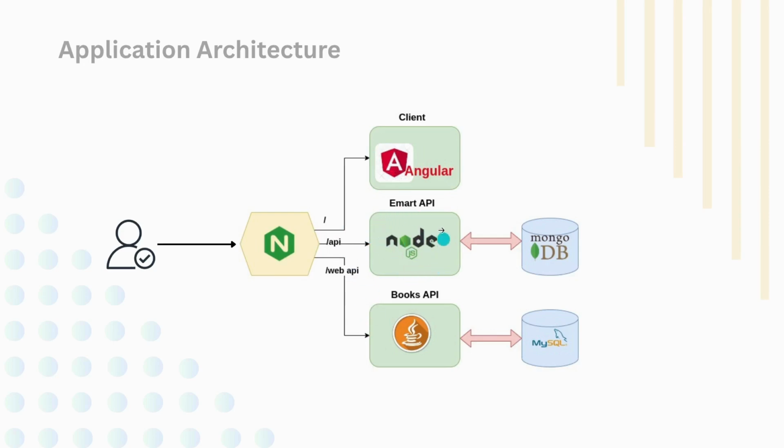The API is built around a Node.js application and has access to MongoDB. Now, for the Books API, it is built around Java that interacts with a MySQL database. So we are going to build our infrastructure that will host this application.